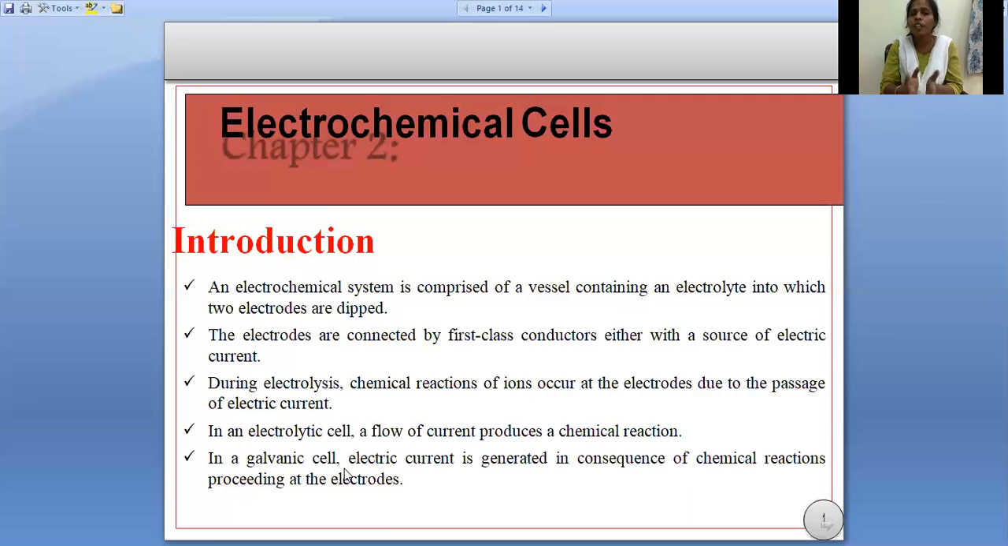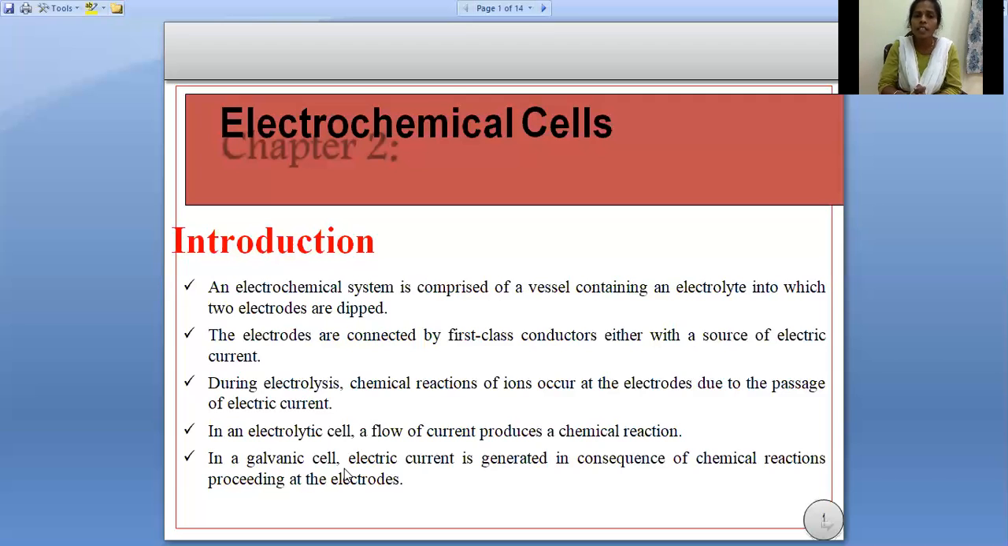But here we have two types of cells based on the conversion of energy. Just let us recall the first class. In the introduction of electrochemistry, I explained to you that electrochemistry is the branch of physical chemistry which deals with the interconversion of electrical energy to chemical energy and chemical energy to electrical energy. So what is electrochemistry studying? It is studying the interconversion of electrical energy to chemical energy and chemical energy to electrical energy.